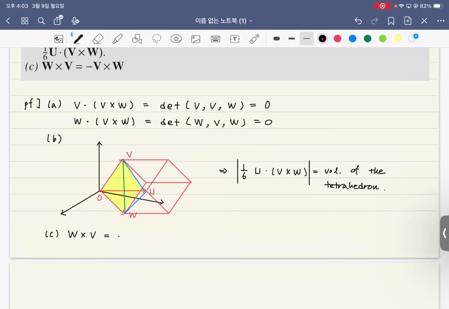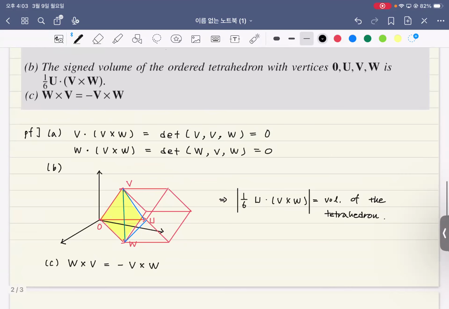And finally, I am supposed to show this. Why is the cross product anti-commutative? Oh, that is because of the nature of the determinant. Yeah, I am trying to prove it.